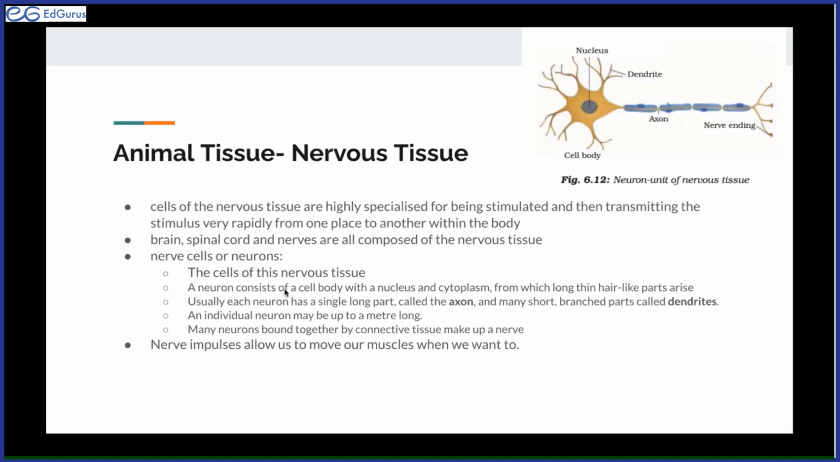The neurons consist of a cell body with a nucleus and cytoplasm. So this is a neuron, right? Here we can see the nucleus. Here, this is the cytoplasm. And it also contains a long, thin part called the axon. And around the cell body, there are also long, thin branches called the dendrites. So that's what I wrote here: a neuron consists of a cell body with a nucleus here and a cytoplasm here.